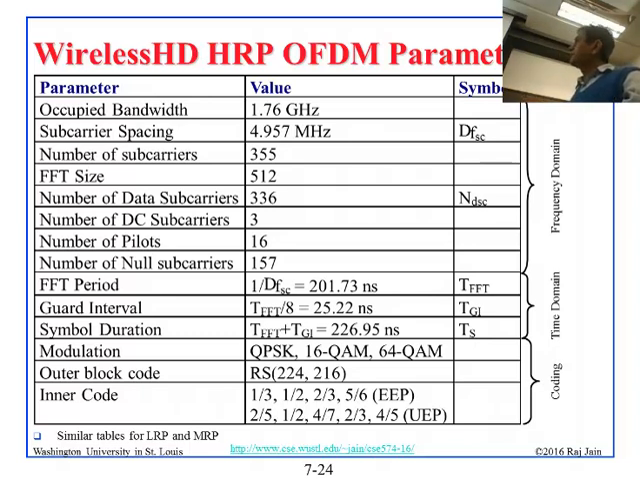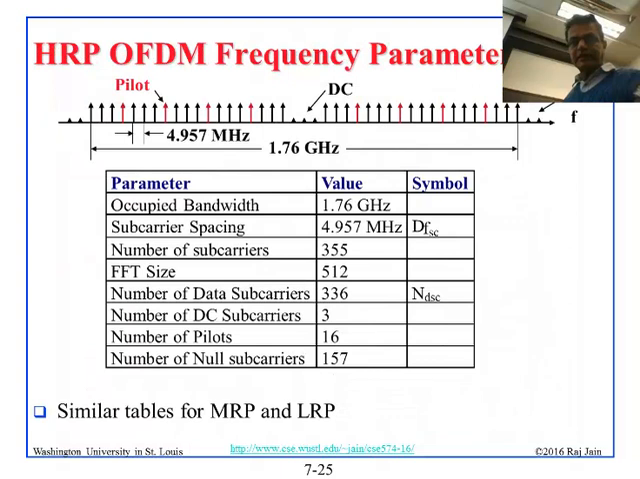So there are several parameters which are specified when you specify an OFDM network. First, there are some parameters which we can call frequency domain parameters, some which we can call time domain parameters, and some which we can call coding parameters. And I will go through each of them slide by slide. For frequency domain, just notice these parameters. We start with the occupied bandwidth, subcarrier spacing, and so on. So let's go to the next slide.